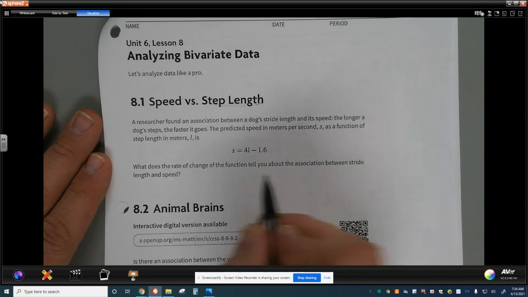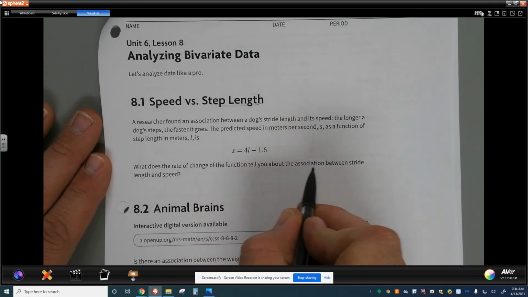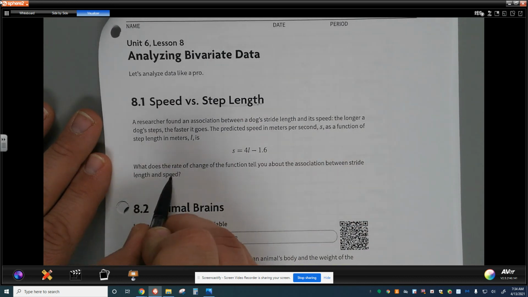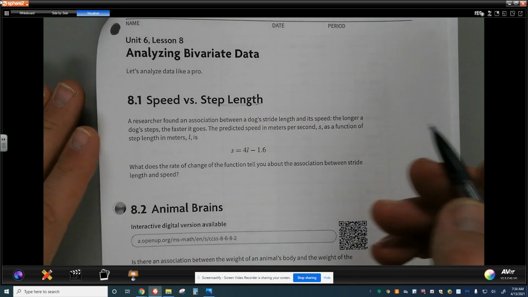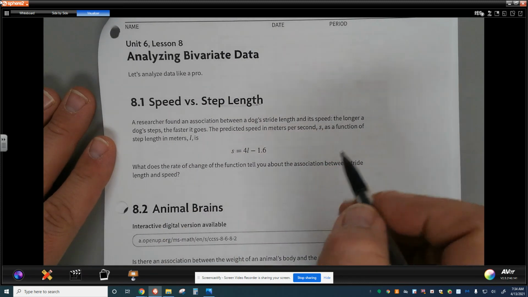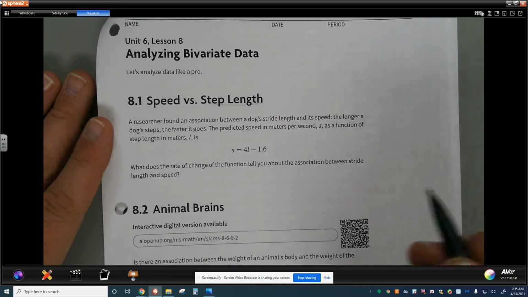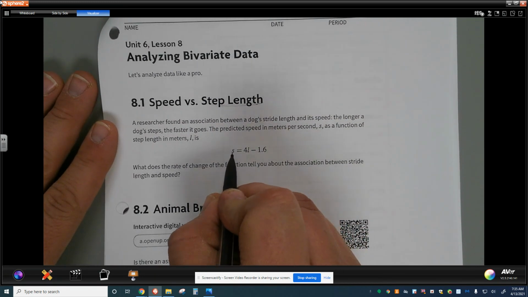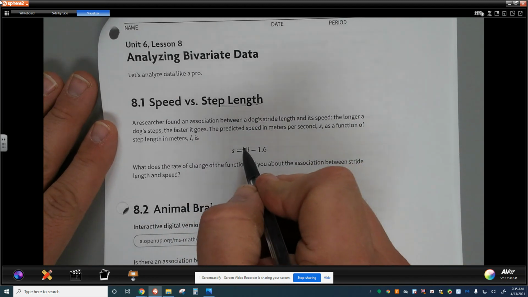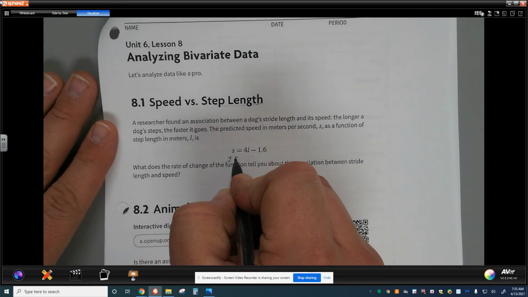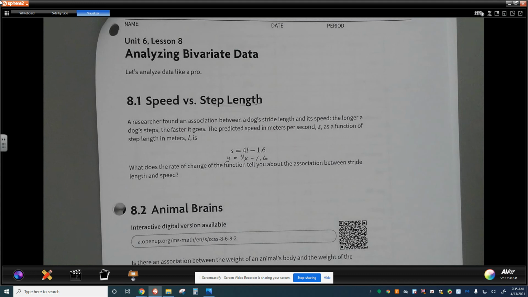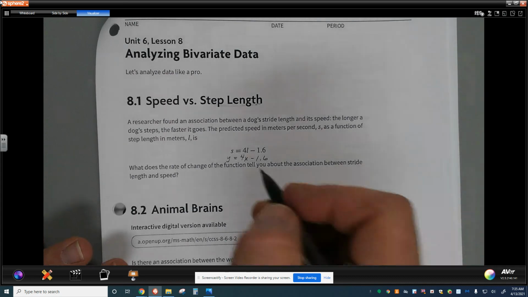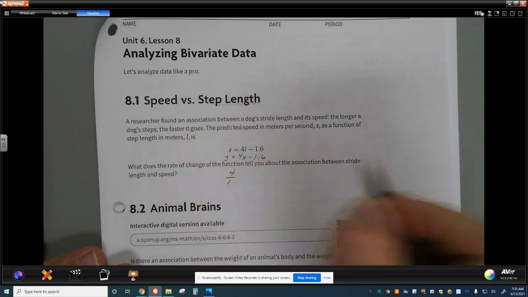It says, what does the rate of change of the function tell you about the association between stride length and speed? So when we talk about this, we know that speed is dependent on the stride length. So the longer the stride, the faster the animal. We look at this as just like slope-intercept form, y equals mx plus b. So we could think about this as y equals 4 times x minus 1 6/10. And what that would tell us is this 4 right here is our rate of change. This is our association that we're looking for, where we look at a rate of change of 4 over 1.